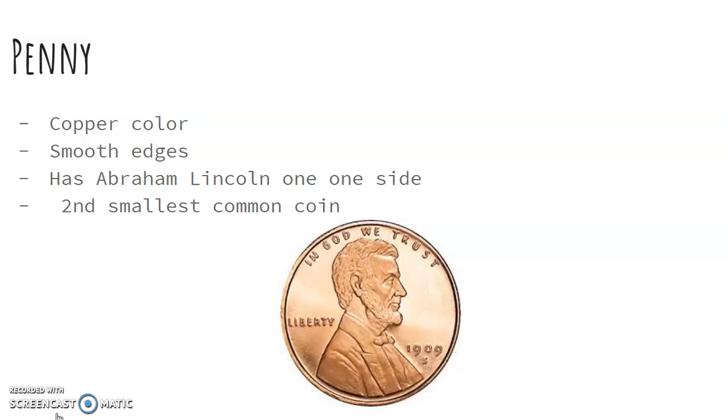It has the President Abraham Lincoln on one side of the coin, and it is the second smallest common coin. Now I phrase it this way because there are many more coins that we will not talk about today because they're not common. So the penny is the second smallest common coin.